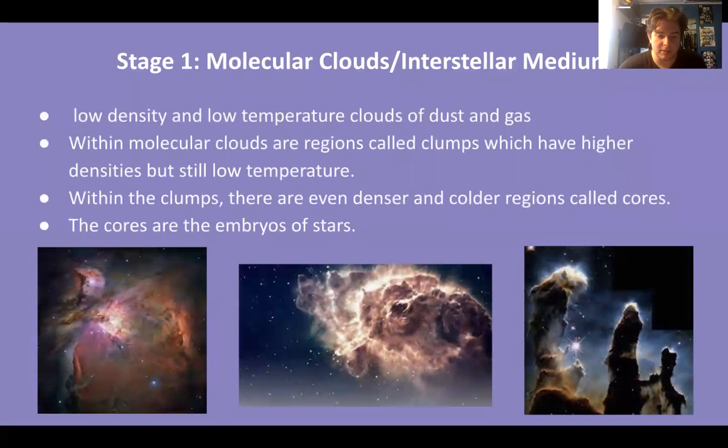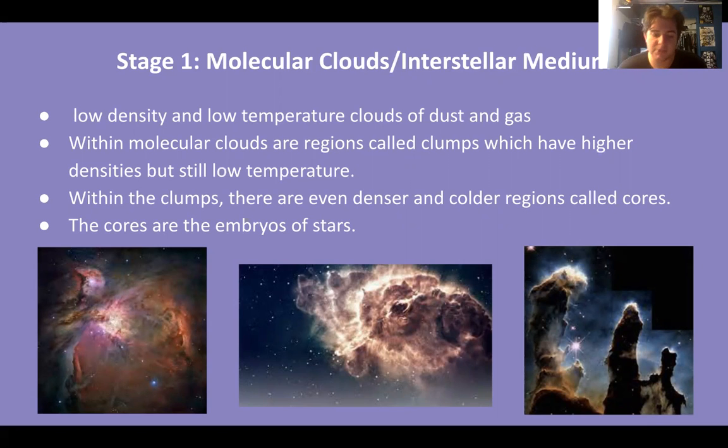The point is that the sun is used as a reference or a constant for which to look at everything else. This is a molecular cloud, also known as an interstellar medium. These are low density and low temperature clouds of dust and gas that exist within space, which can reach up to 1,000 light years across. These clouds have a mass which can range from 1,000 solar masses to 3 million solar masses.